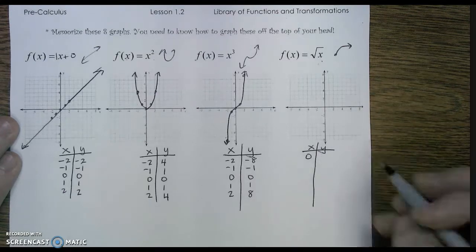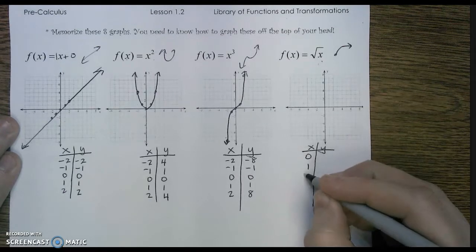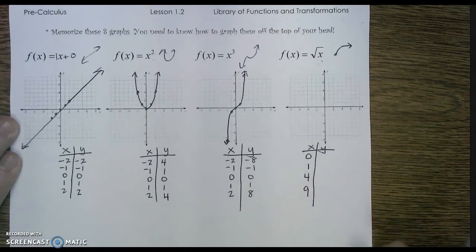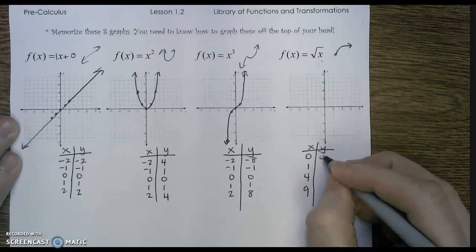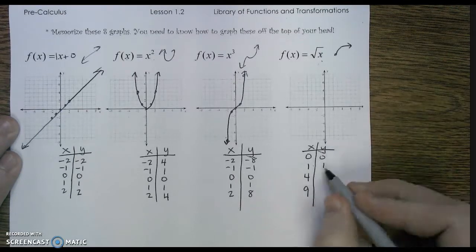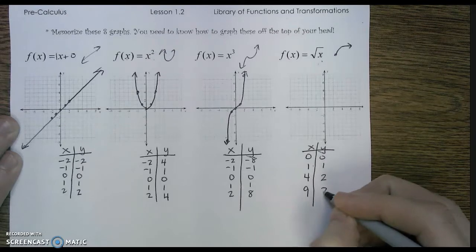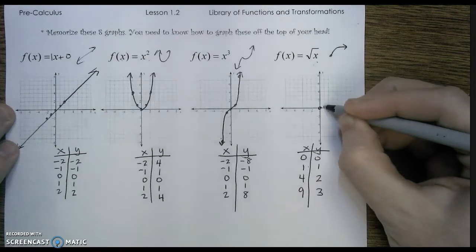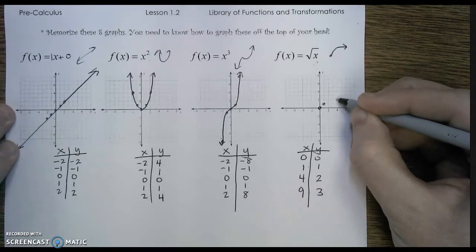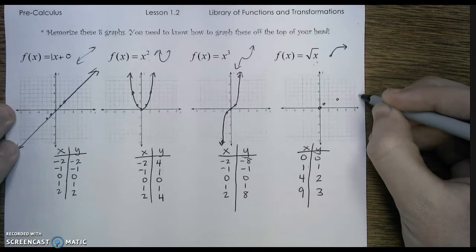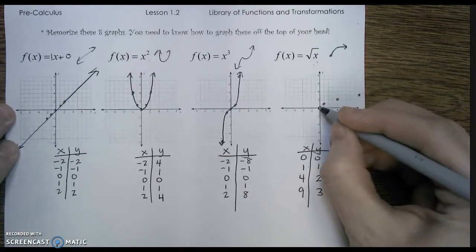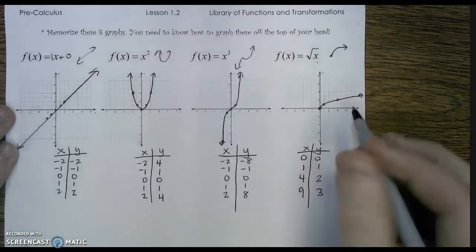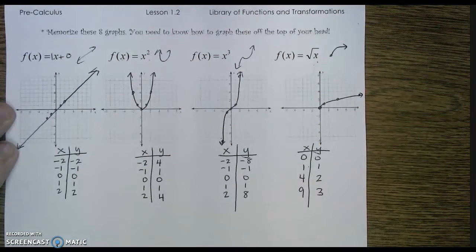I know 0 is going to give me a good answer, 1 will give me a good answer, 4 is a perfect square, and then let's do 9 as a perfect square. So square root of 0 is 0, square root of 1 is 1, square root of 4 is 2, square root of 9 is 3. And then let's plot those. I've got 0, 0. 1, 1, 4 is at 2, and 9, which is off the graph, we can estimate is at 3. And so it makes that sideways parabola shape, but we don't get the bottom of the parabola.